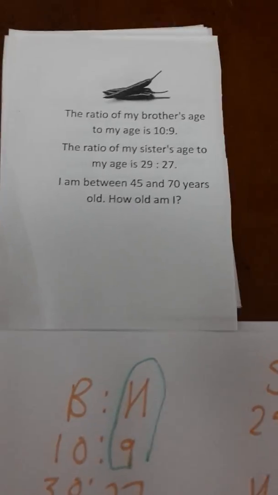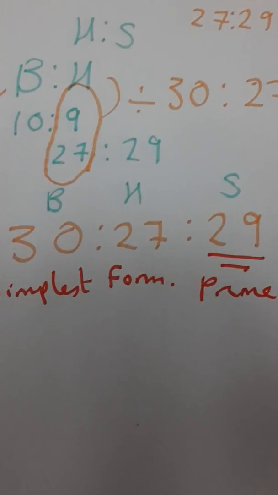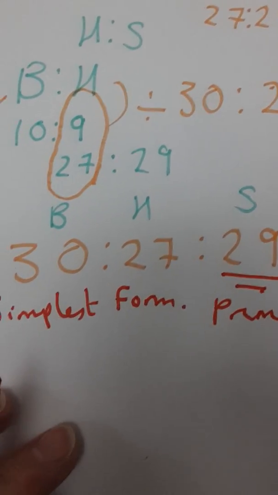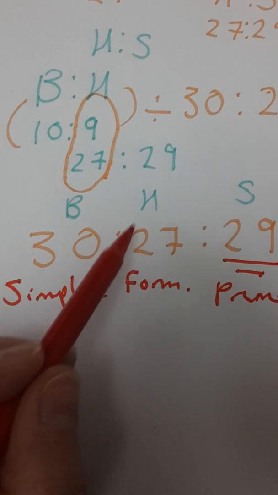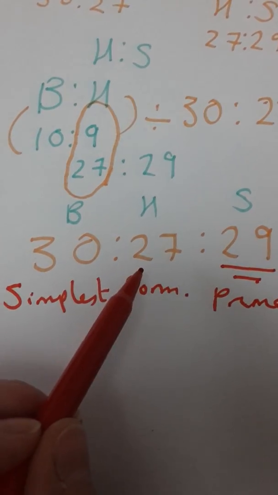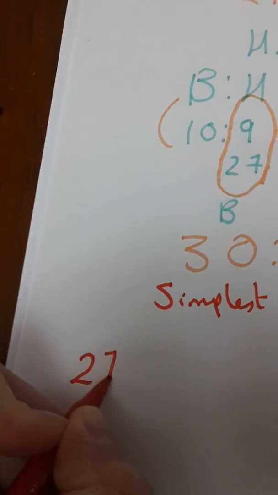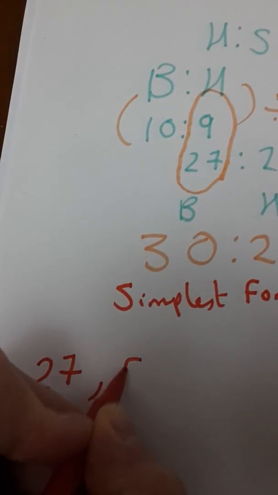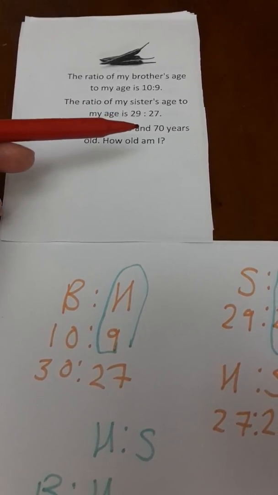If we return to the question, it says that the gentleman is between 45 and 70. So at the moment, we've got him down as 27. What we need to do is to work out what multiple of 27, because 27 at the moment represents him, will fit between 45 and 70. So let's have a look at your times table. 27, the next number will be 54. 54 fits between 45 and 70.